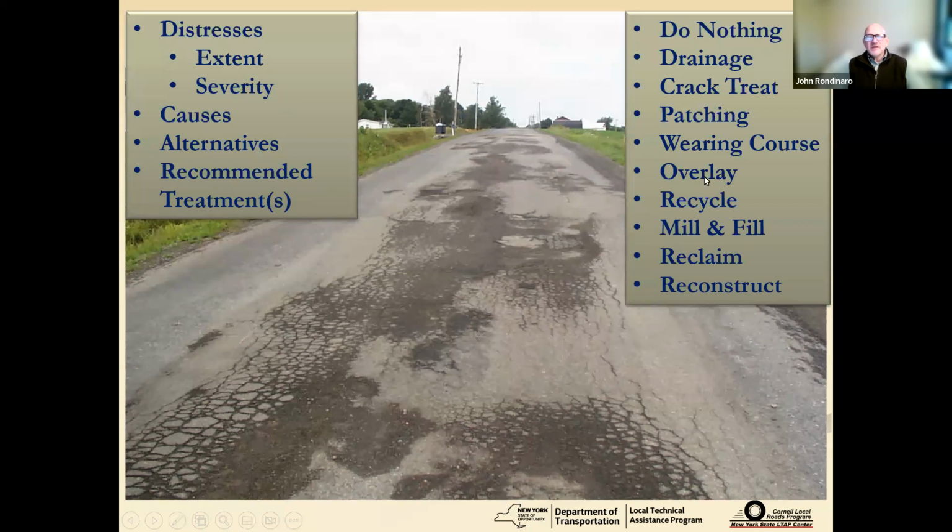That wearing course is not going to last. And you can even say that probably applies to an overlay. You're just not going to get the expected service life out of an overlay. So in this case, you're really focusing on recycling, mill and fill or reclamation, and that's where your additional pavement evaluation is going to come into play. And we'll talk a little bit more about all of this as we go further on today.